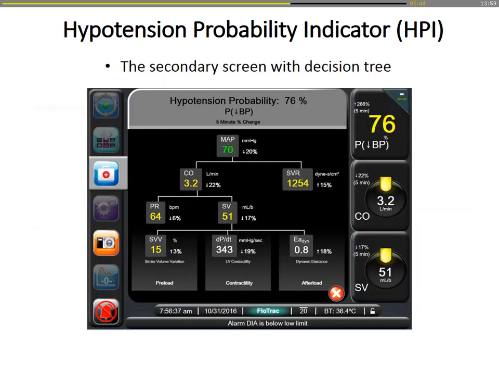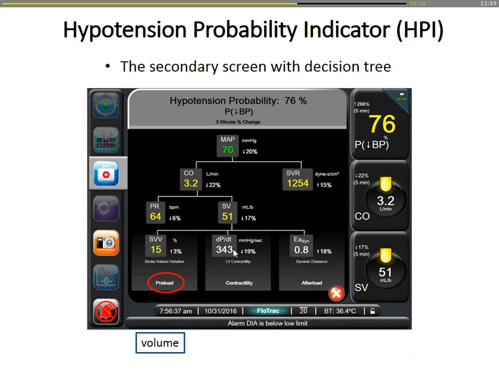And this is the secondary screen. I just magnified it for you. So it looks at the mean arterial pressure, and it looks at cardiac output and so forth. So it looks at things like preload, and if your preload based on the stroke volume variation is high, in this case above 12%, you might consider giving some fluids.